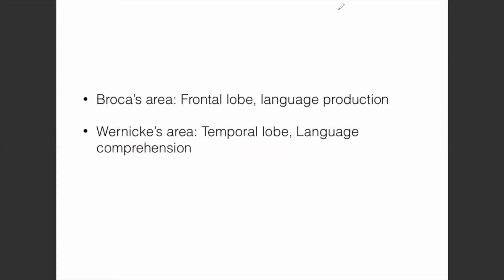So again, just a quick recap. In Broca's area, the frontal lobe is for language production, and Wernicke's area, the temporal lobe, is for language comprehension or understanding. So together, they would work to formulate your language. We're going to be talking about it in the future again. Pay attention to that.